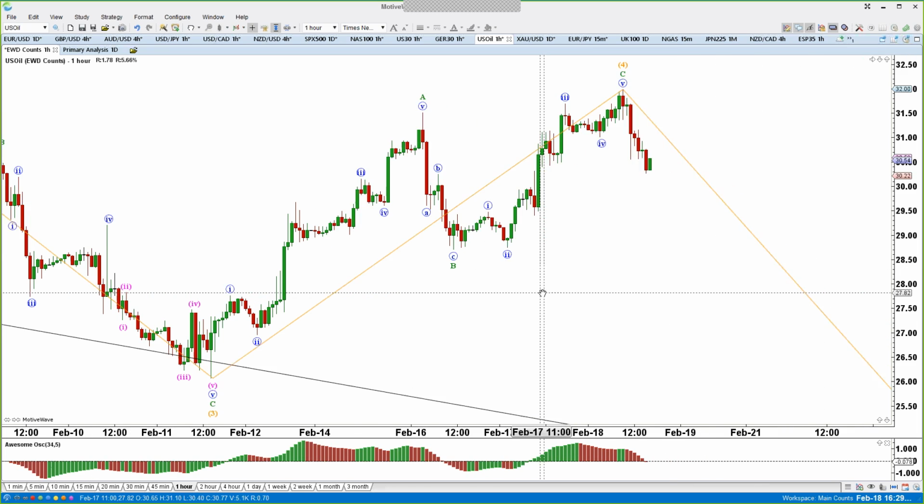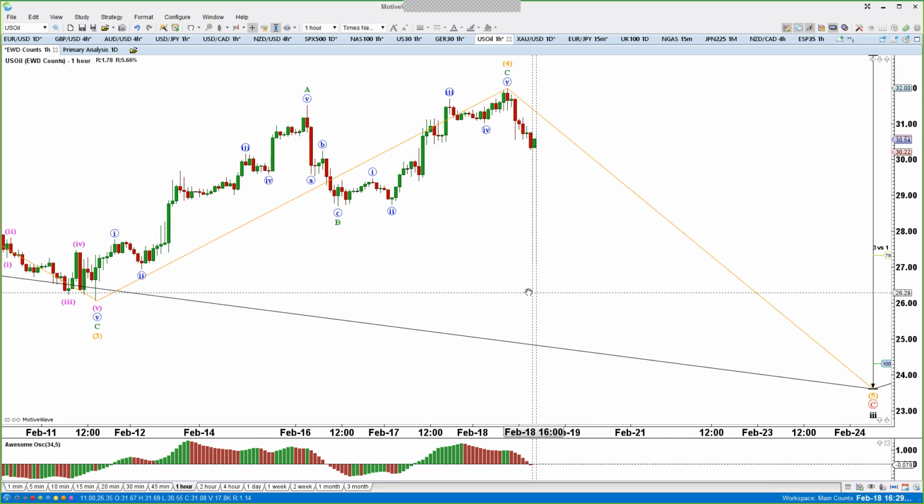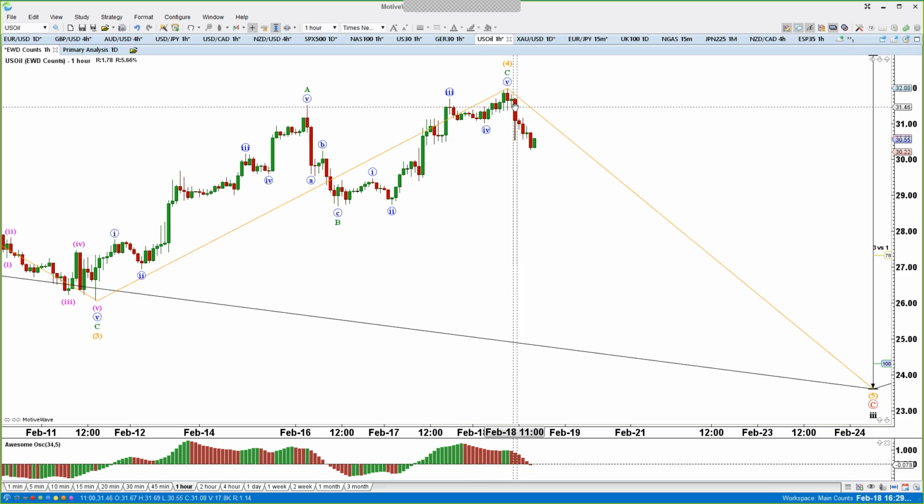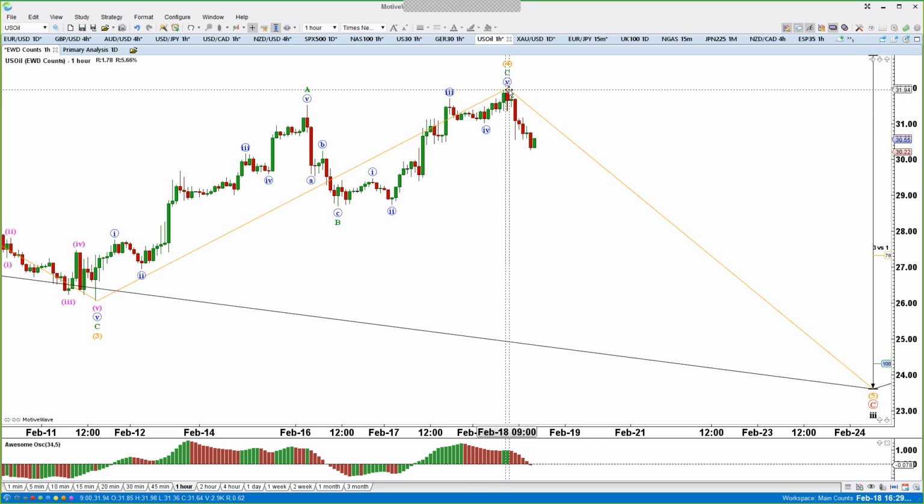Okay, so we have a clear scenario for the oil. And of course, the scanner also showed the confirmation, our proprietary scanner showed the confirmation of the end of the wave 4. So we have so many ways to confirm the end of the trends.